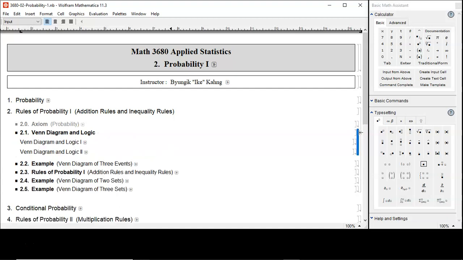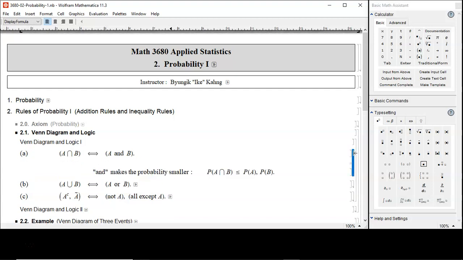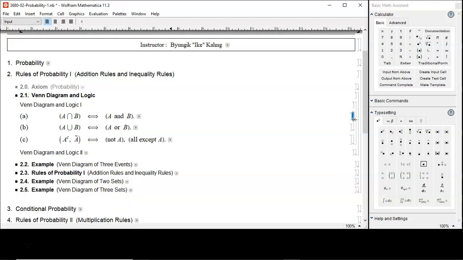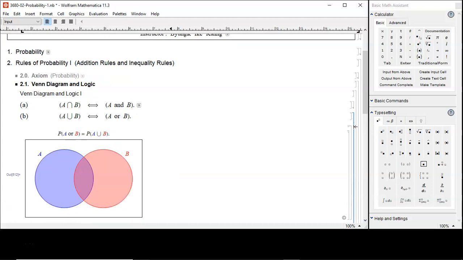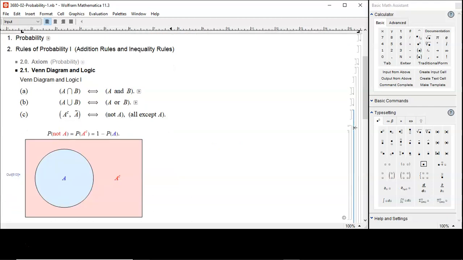Okay, the next tool that we need: Venn diagram and logic. A and B versus intersection. A or B versus union. So in short, "and" makes it smaller, "or" makes it larger. Finally, not A versus A complement.